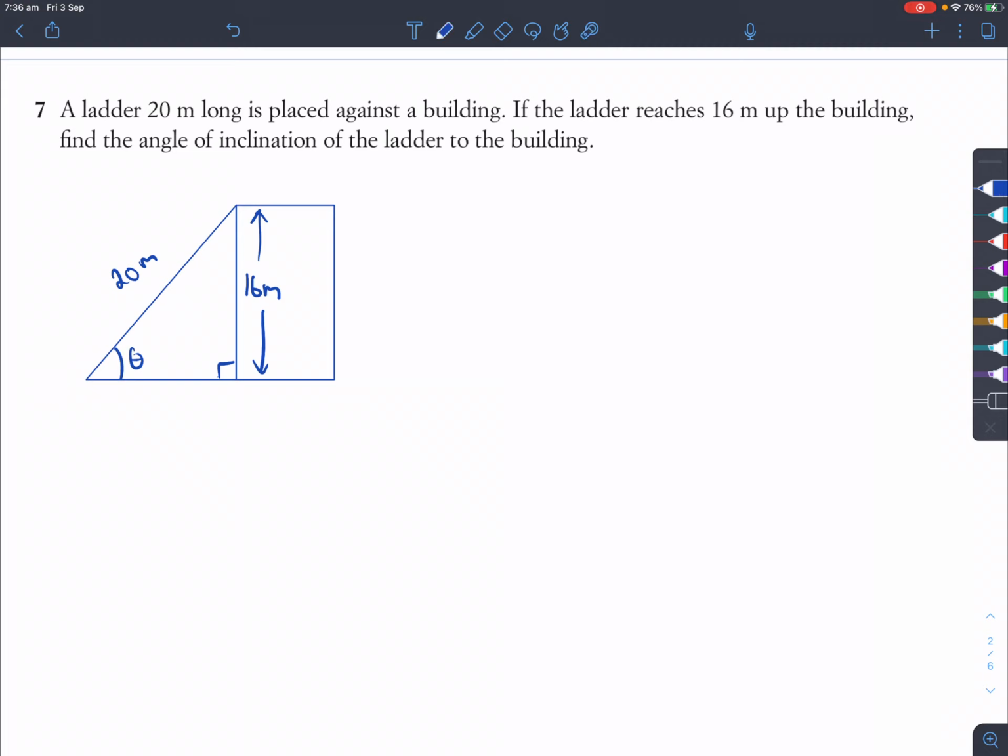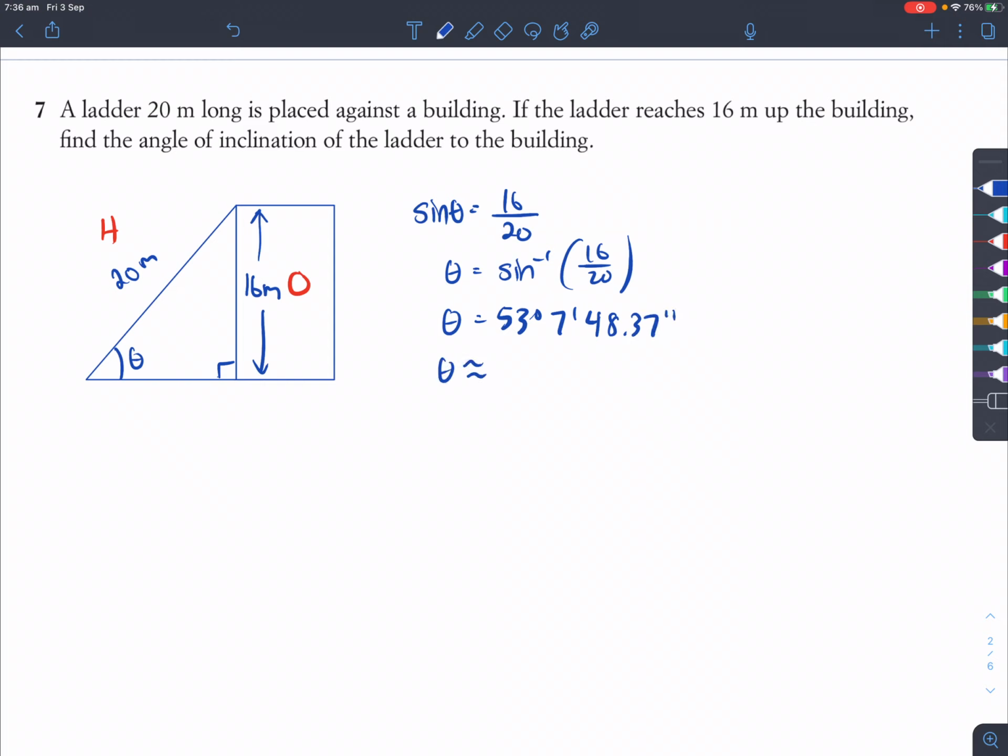So, if we want to find out theta, well, this is our hypotenuse, this is our opposite side. So using SOH CAH TOA, we know that we have to use the sine ratio. Sine theta is 16 over 20. So if we write now theta equals inverse sine of 16 over 20, we get theta equal to 53 degrees, 7 minutes, 48.37 seconds. And if we round this to the nearest minute, once again, that number here is 30 or above, so we round this number up by 1. So it's 53 degrees and 8 minutes.